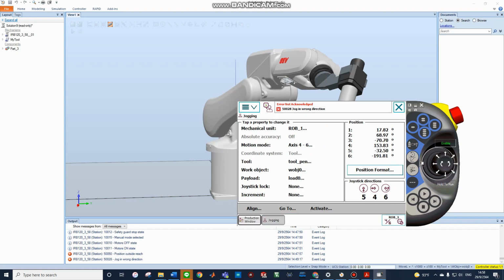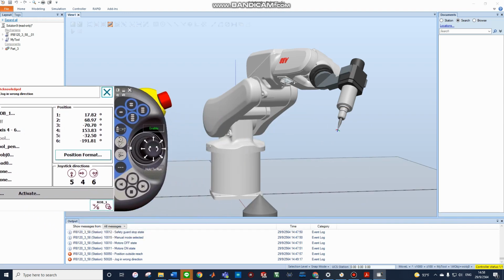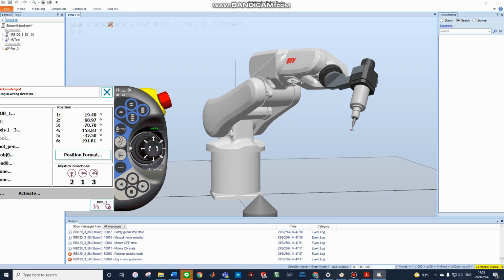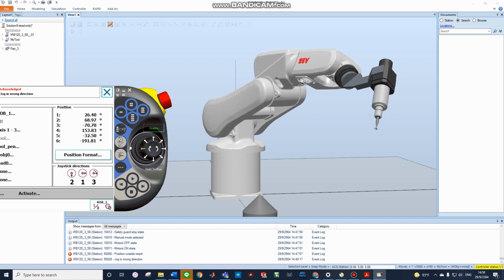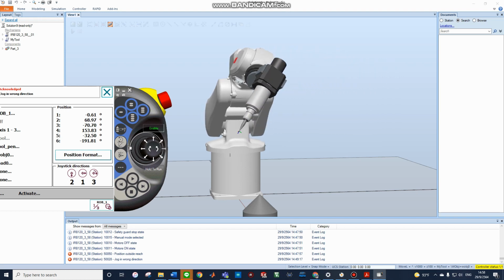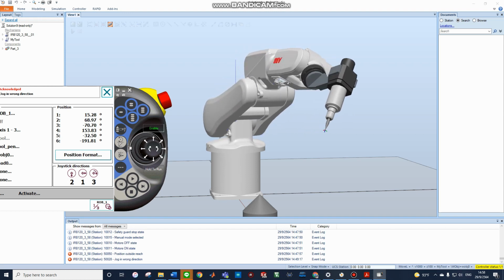Okay, about jogging. I'll start. This is the joystick direction. The joystick direction has the number one. Number one is the base of the robot. It will rotate around this. I will show you, the robot will rotate right and left.